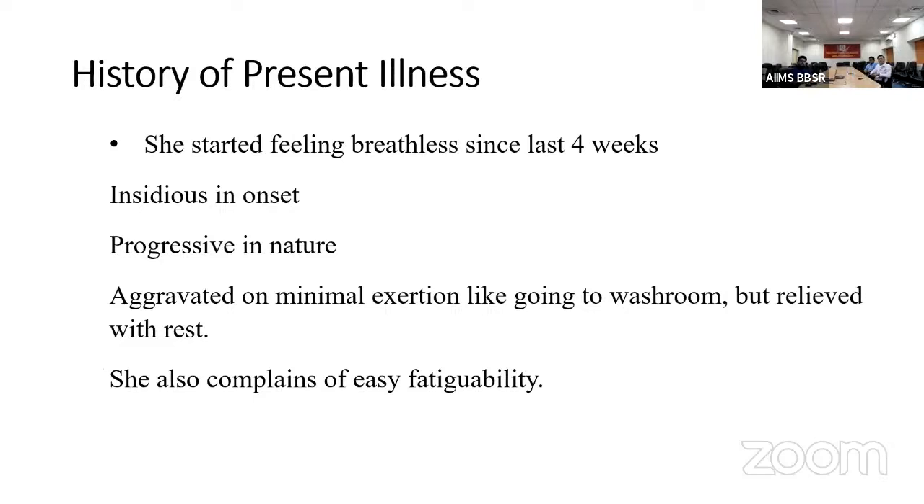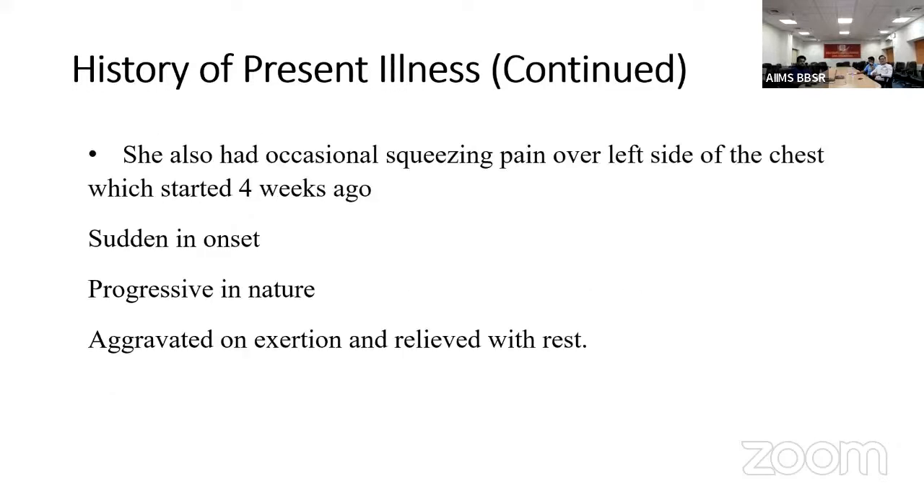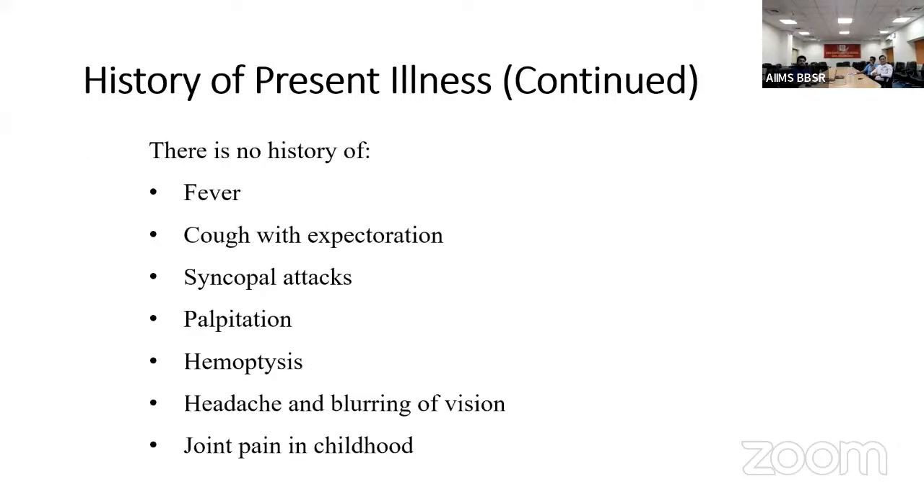Coming to the history of present illness, she started feeling breathless since last 4 weeks, which was insidious in onset, progressive in nature, aggravated on minimal exertion like going to the washroom, but relieved with rest. She also complains of easy fatigability. She also had occasional squeezing pain over the left side of the chest, which started 4 weeks ago, which was sudden in onset, progressive in nature, and aggravated on exertion and relieved with rest.